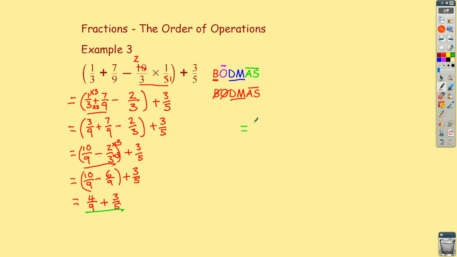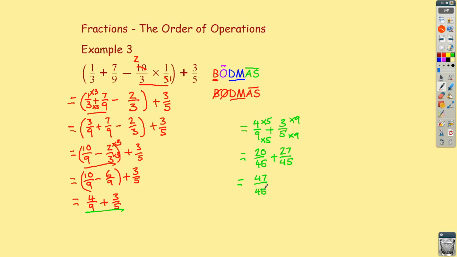So we've got 4 over 9 plus 3 over 5. We're going to have to multiply the whole of this side by the 5 and the whole of this fraction by the 9. Okay, that will give us 4 5s are 20, 9 5s are 45. We're adding to that 3 9s are 27, 5 9s are 45. And then we just add our top line together, okay? So we will get 47 over 45.